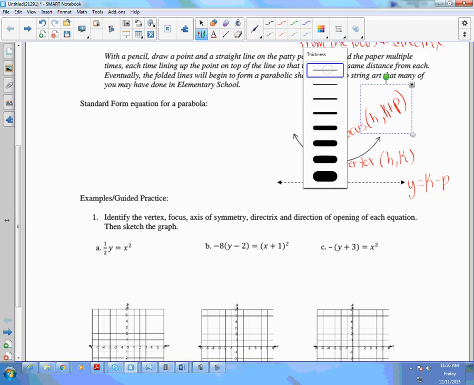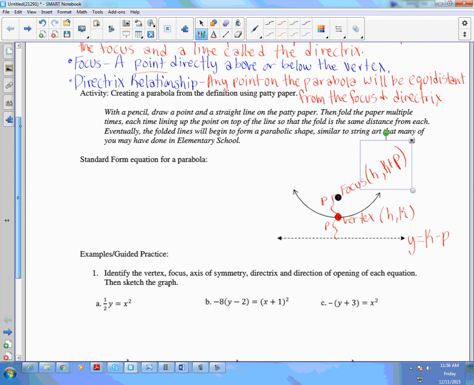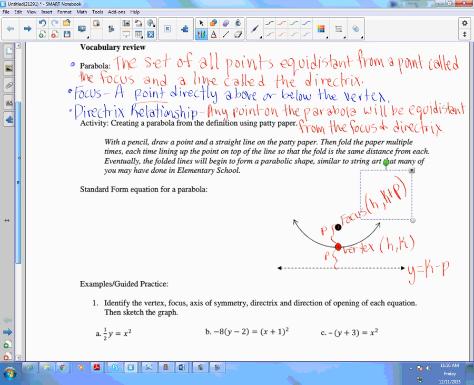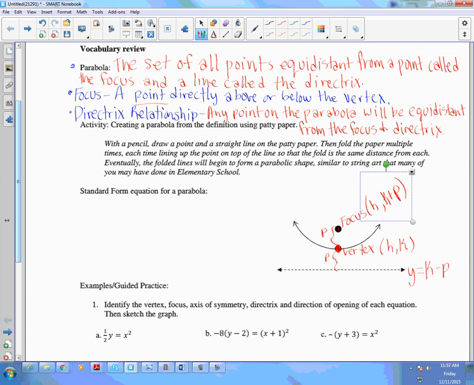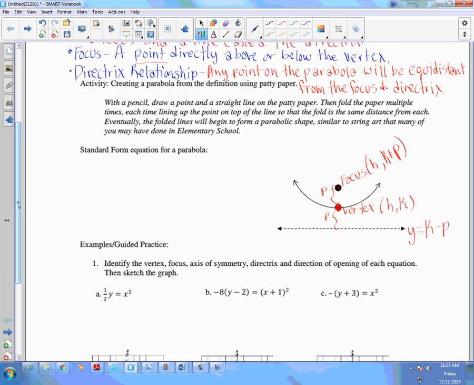I mentioned the relationship between the directrix and the focus: the parabola is the set of all points equidistant from a point called the focus and the line called the directrix. I told you about sound waves coming in. If this is my parabola and the sound wave hits it, the parabola instantly bounces it straight to the focus. That distance is equal to the distance from the point on the parabola straight down, perpendicular to the directrix. So they are congruent.